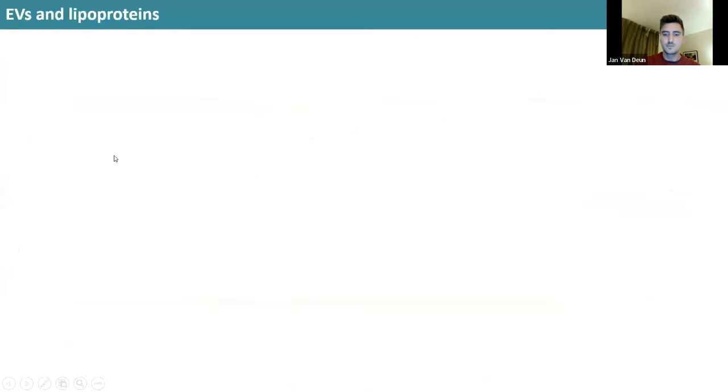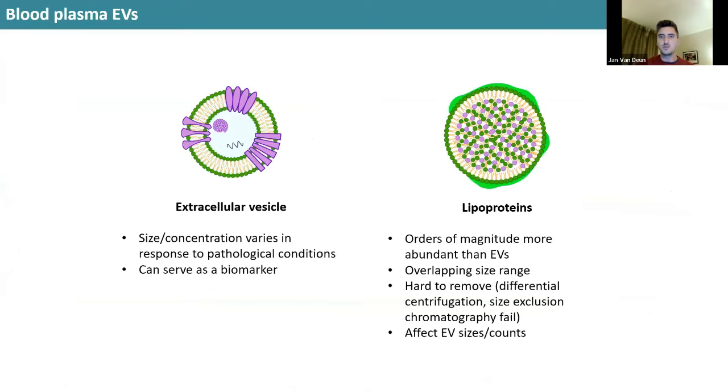So why do EVs and lipoproteins have different light scattering properties? Well, as you probably know, EVs have a lipid bilayer and then a lumen inside, with some proteins, RNAs. But all in all, it's a pretty sparse particle, let's say. While lipoproteins, these are really densely packed packages of proteins and lipids, which are known to scatter more light than the EVs, because they don't have this lumen inside.